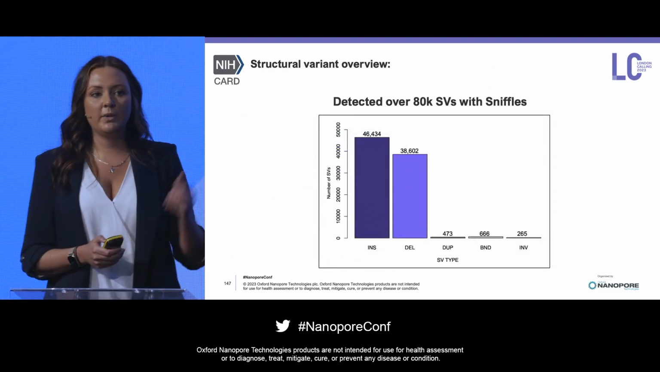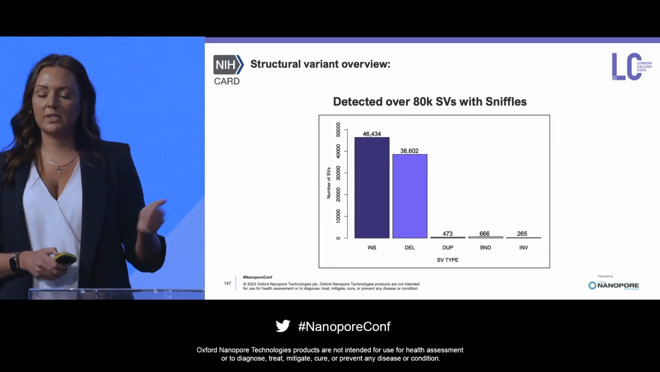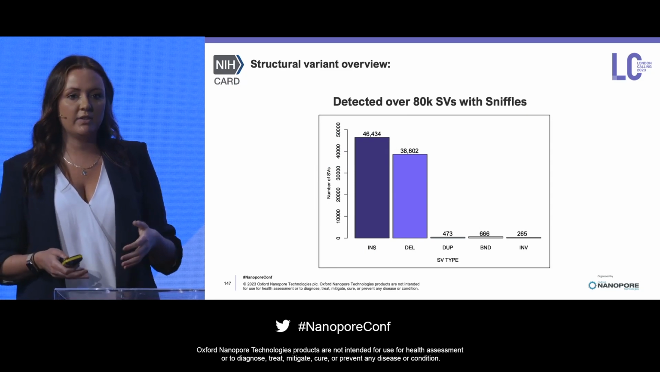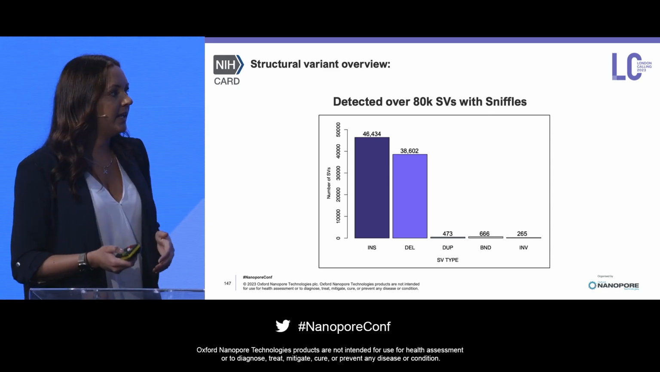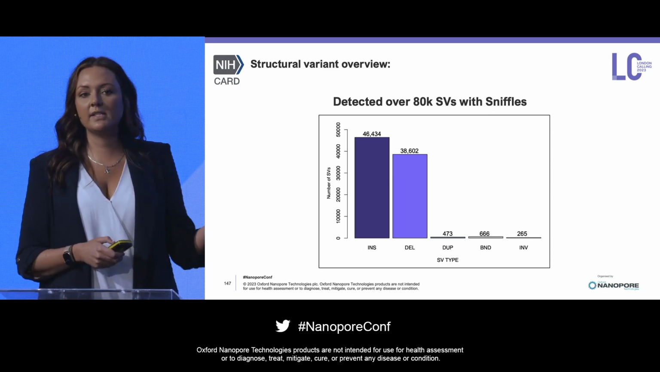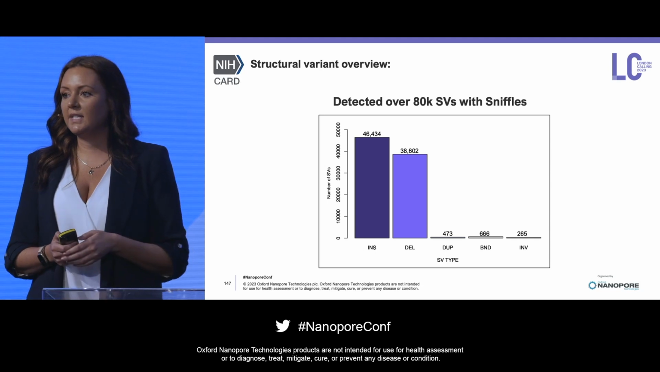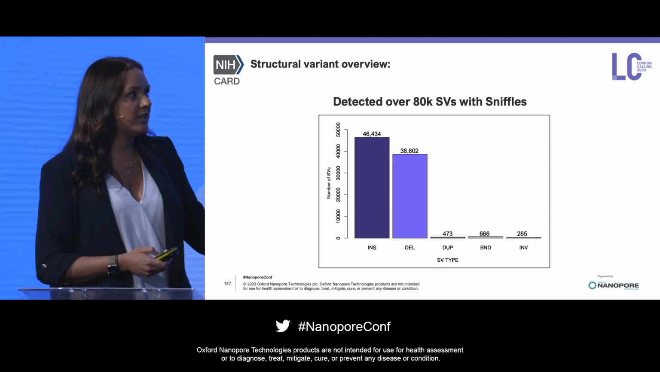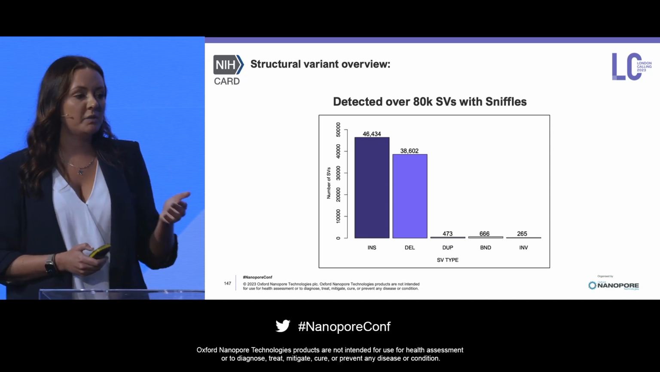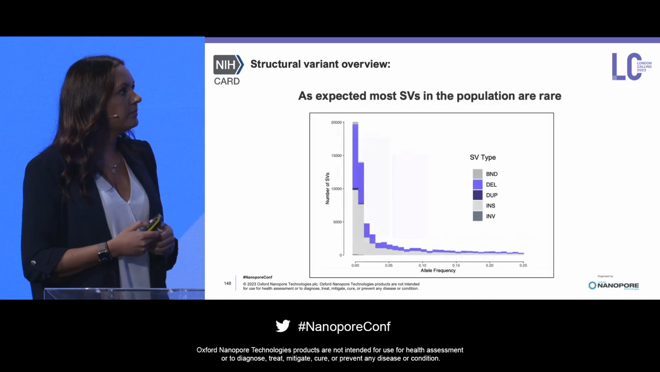And so we only mapped all of the BAMs last week, so we've not been able to do a really comprehensive analysis, but we ran Sniffles, so we could share some results with you guys today. And so when we ran Sniffles with that data, we detected over 80,000 structural variants. And as you can see here, as expected, most of those were insertions and deletions.